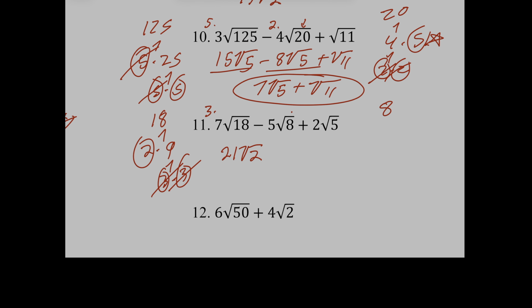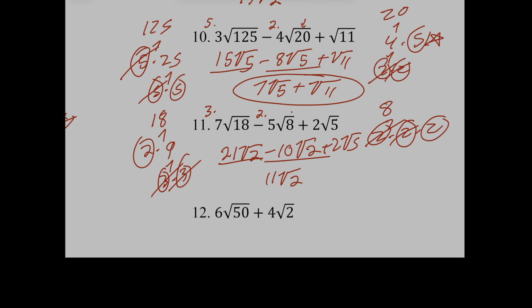Now I have an 8. We know that 8, we've been doing this for a while, is 2, 2, 2, right? So let's pull 2 of those out and match them with the 5. So that's minus 10 root 2 plus 2 root 5. And I'm going to get 11 root 2 plus 2 root 5.